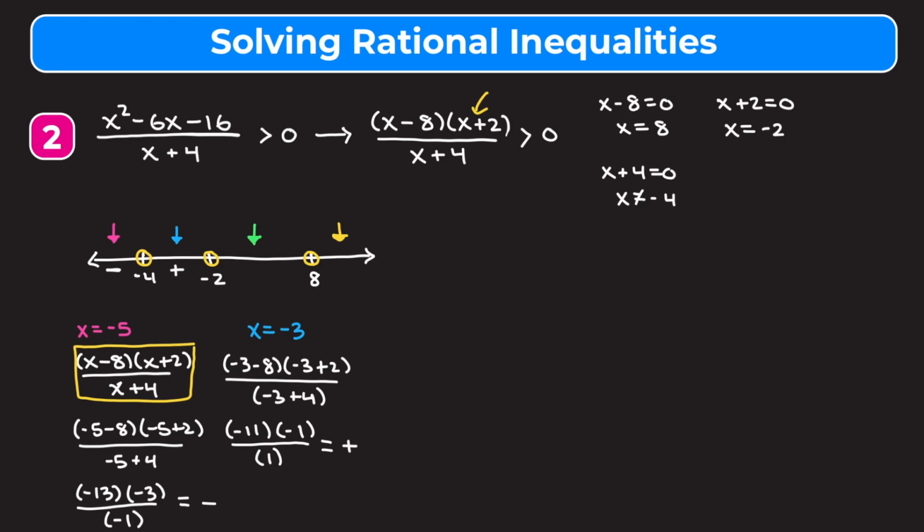For the green section, we need a number between negative 2 and 8. So let's just say x equals 0. Again, I'm going to plug it into this factored form to the left. That's in yellow. So we're going to have 0 minus 8 times 0 plus 2 over 0 plus 4. 0 minus 8 is negative 8. 0 plus 2 is 2. 0 plus 4 is 4. We have one negative and two positives, so this is going to come out as negative. So I'll put a negative in this part of our sign chart.